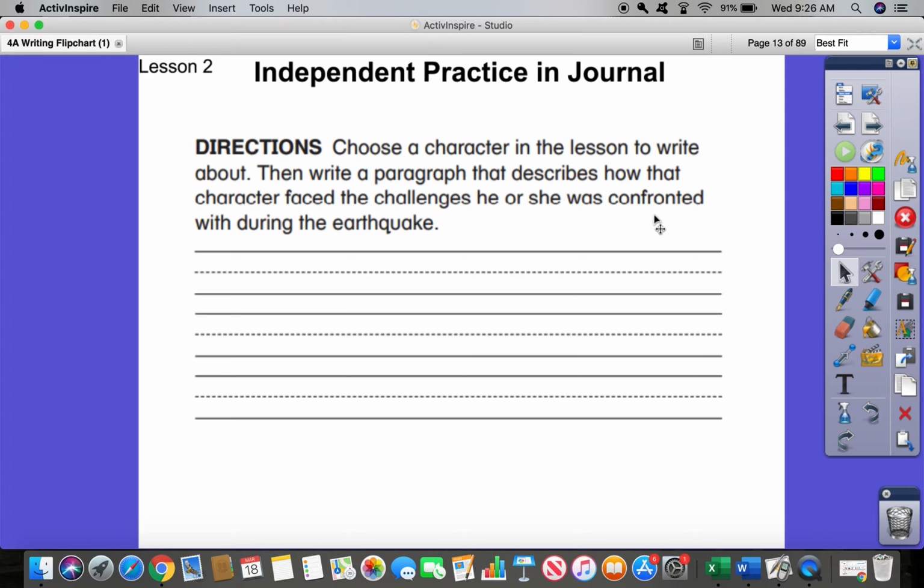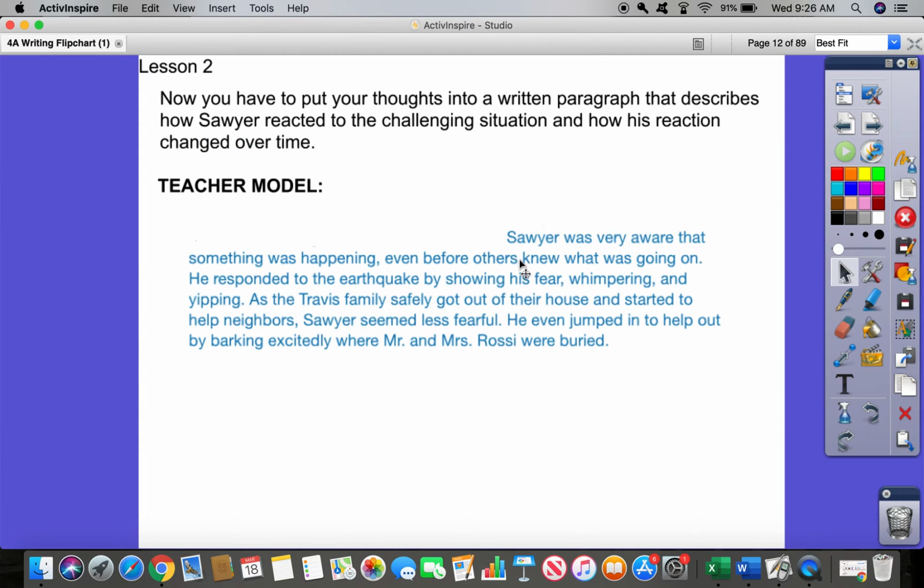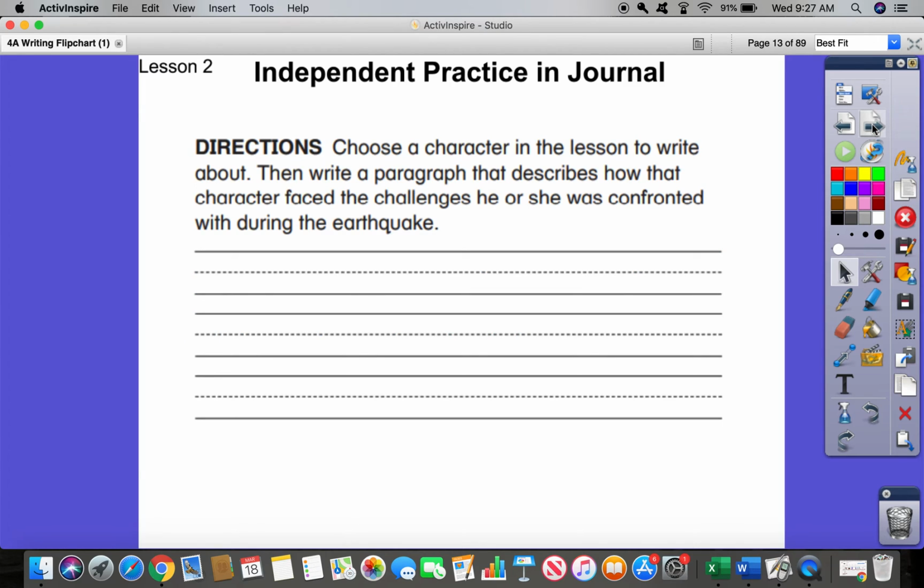So maybe you want to pick Henry or Chin. And if you need help, you can use Sawyer as an example, the dog, if you need some help with writing. Okay, now would be a good time to pause the video and write down your response. Try the best that you can with this. And as always, you can type in a question on Google Classroom.